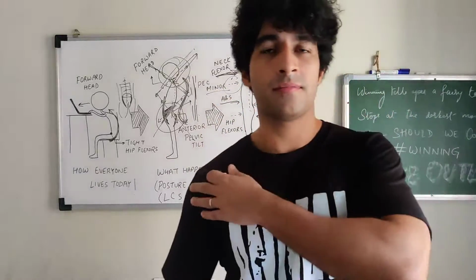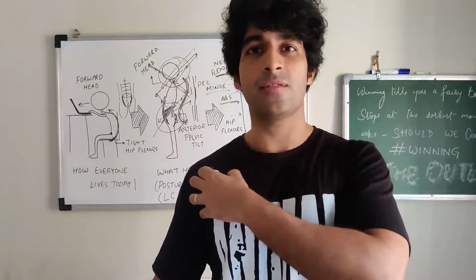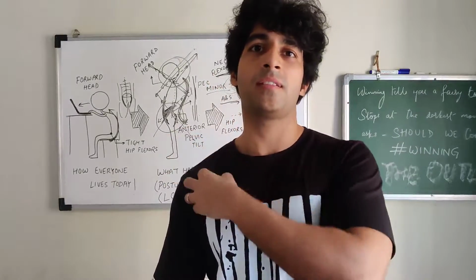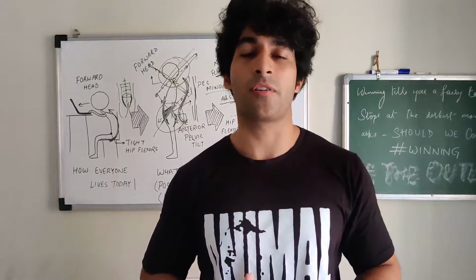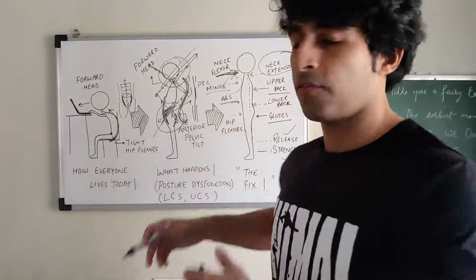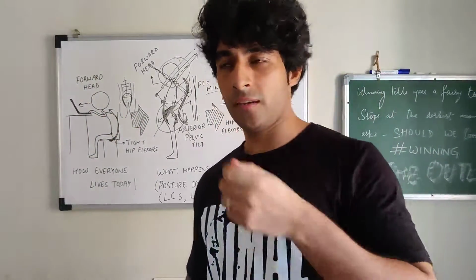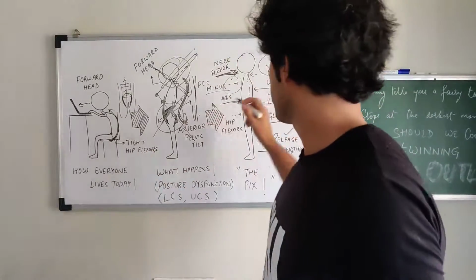Release pec minor. You have to release this so that the shoulders can go back. Loosen this with a foam roller, with a lacrosse ball, tennis ball or grid ball. Of course, you can stretch it as well. You can stretch the neck areas as well to loosen it.